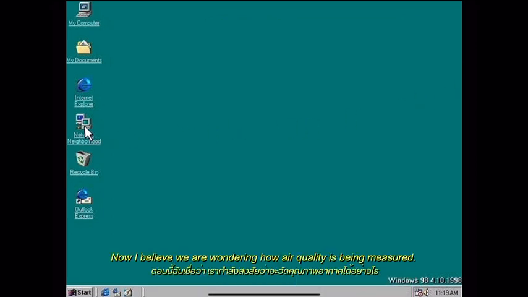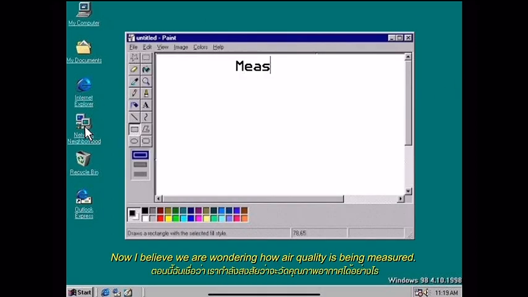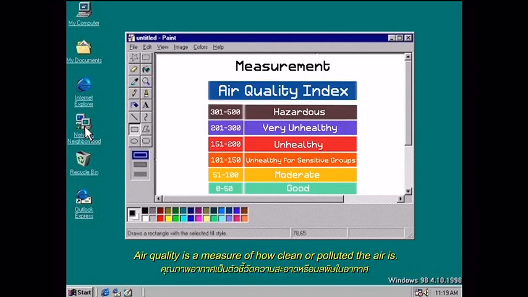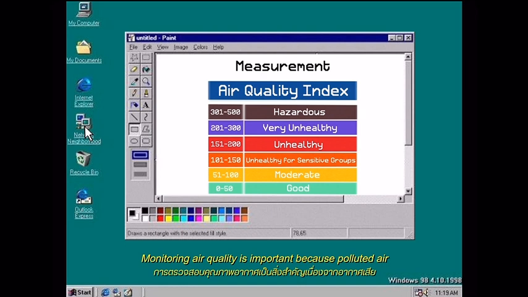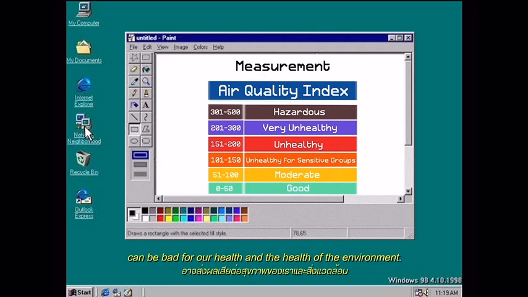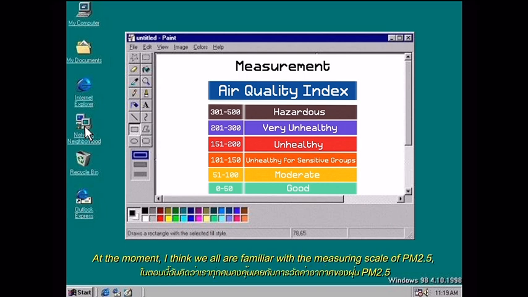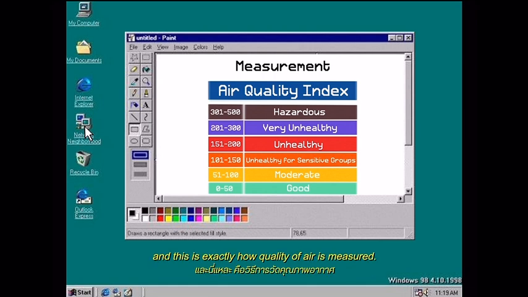Now, I believe we are wondering how air quality is being measured. Air quality is a measure of how clean or polluted the air is. Monitoring air quality is important because polluted air can be bad for our health and the health of the environment. At the moment, I think we are all familiar with the measuring scale of PM 2.5, and this is exactly how quality of air is measured.